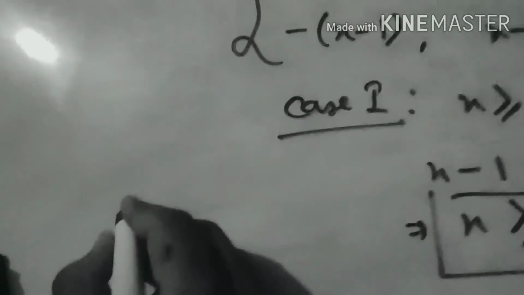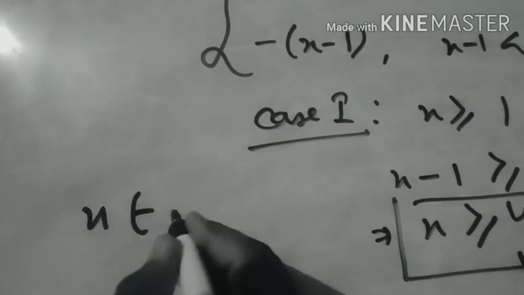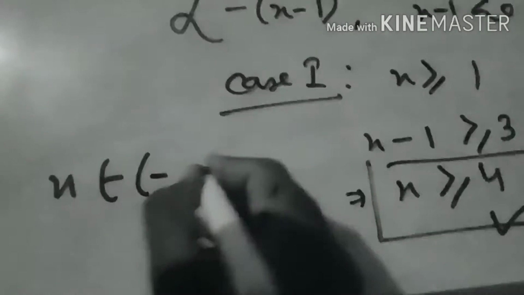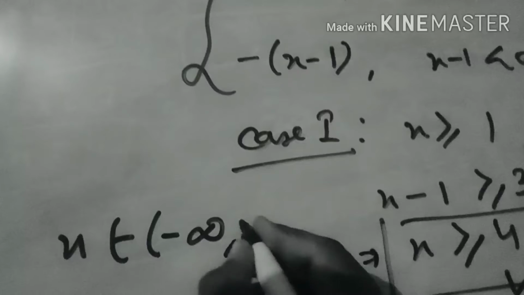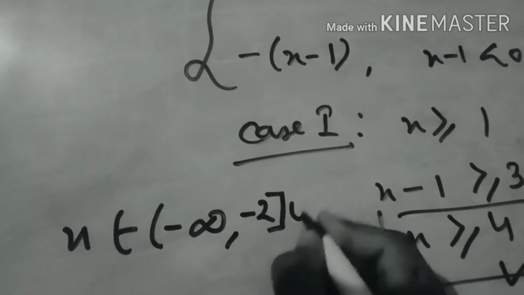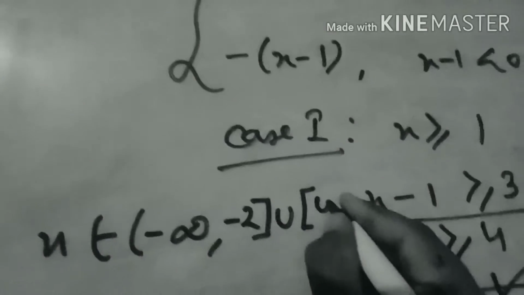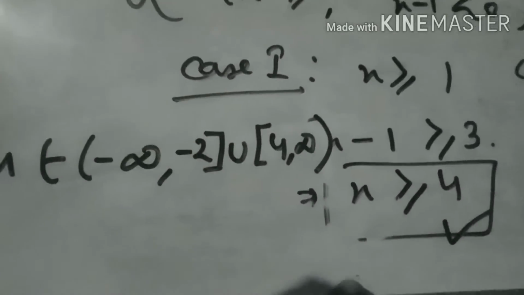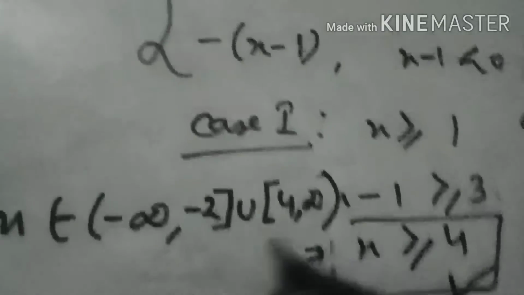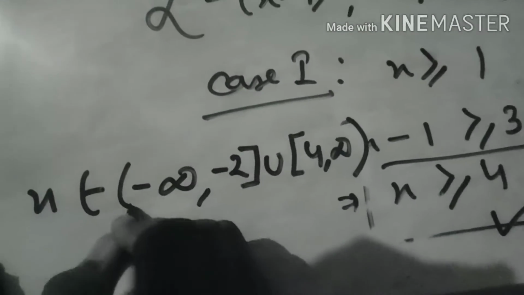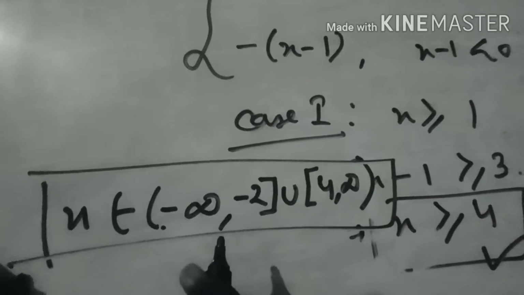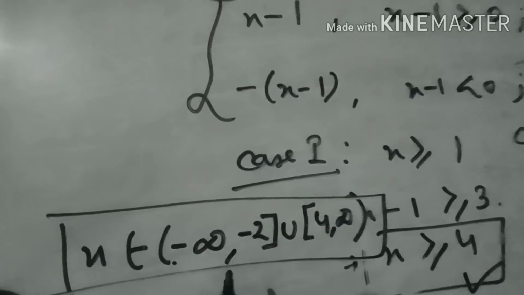So the value of x will be: x belongs to minus infinity to minus 2, inclusive, union 4 to infinity. Sorry, we will take an open bracket. x is greater than or equal to 4, which means 4 to infinity, and x is smaller than or equal to minus 2, means minus infinity to minus 2. So the value of x will be between these. Now we'll be solving the fourth question.